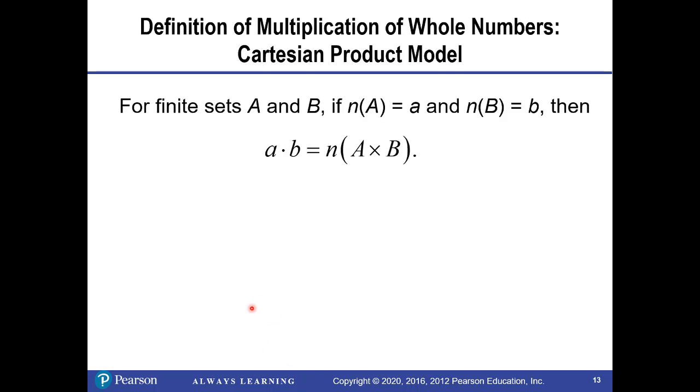And that is true for any finite sets. We aren't going to worry about infinite sets in this course. But if the cardinality of set A is A, so there are A items in set A and B items in set B, then the cardinality of those sets is A times B, where times here is the Cartesian product.